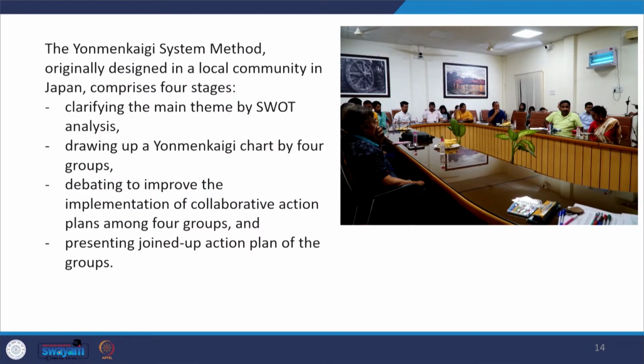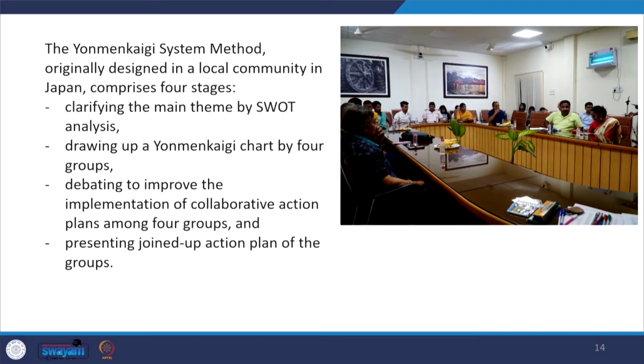And the Yonmenkaigi system, what is this method about? I tried to explain why we are conducting this workshop, and what the method and protocols are. It consisted of four stages. One is clarifying the main theme by SWOT analysis. The second is drawing up the Yonmenkaigi chart by the four groups. The third is debating to improve the implementation of collaborative action plans among the four groups. And the final part is presenting a joint action plan for the groups.